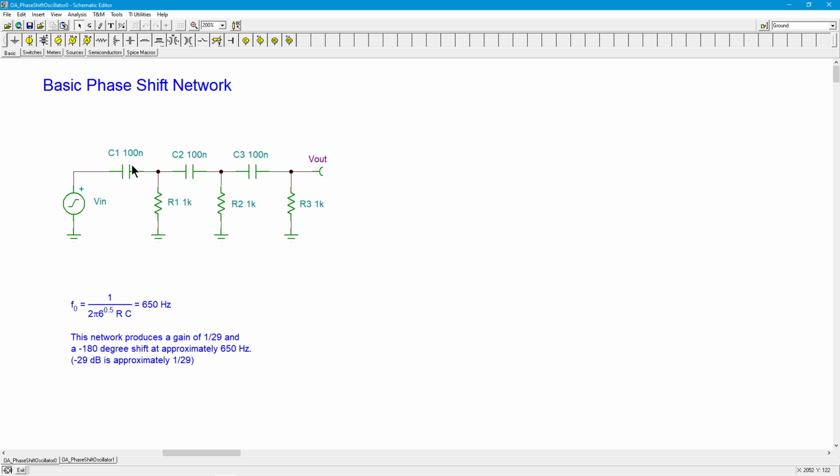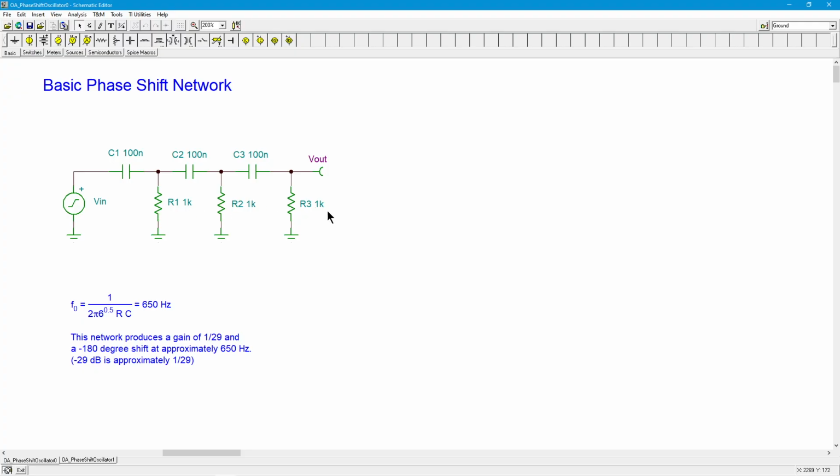In other words, if I was to start with 100 nano and 1K, to avoid loading, this would be a 10 nano with a 10K, and then the next stage would be a 1 nano and 100K, right?